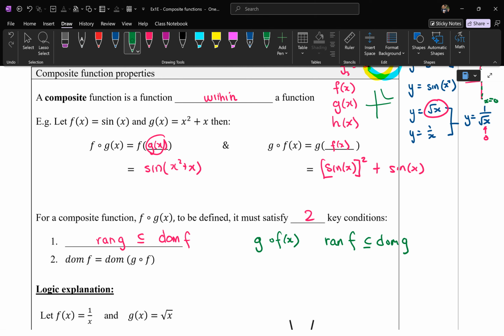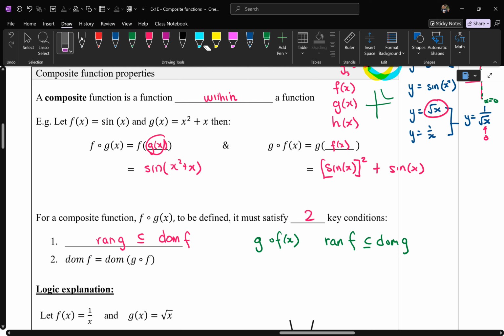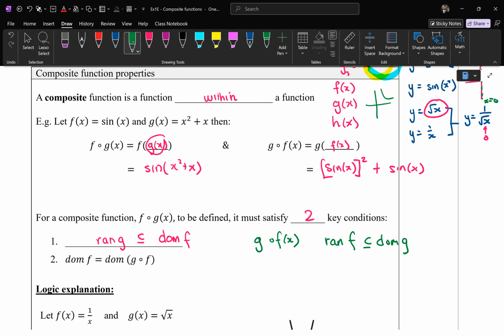What's condition 2? The domain of your first function, the domain of f, okay, will equal the domain of g of f. Actually, I think I wrote that wrong. Fix that, sorry. It should be domain of g is the domain of f of g. So that's a misprint there.